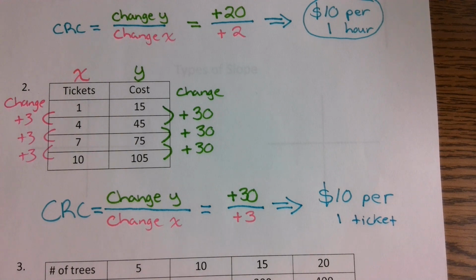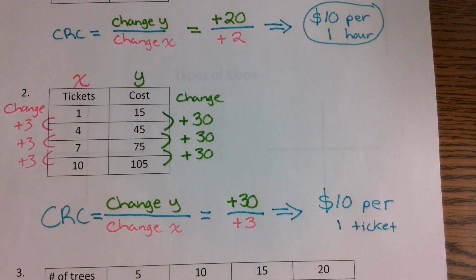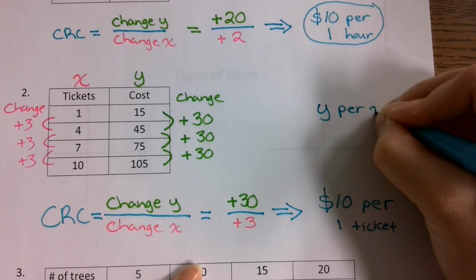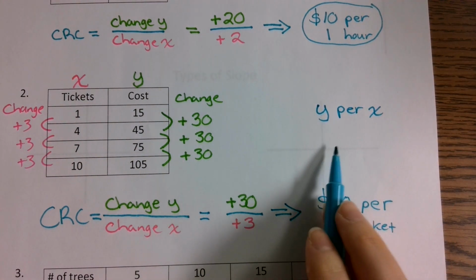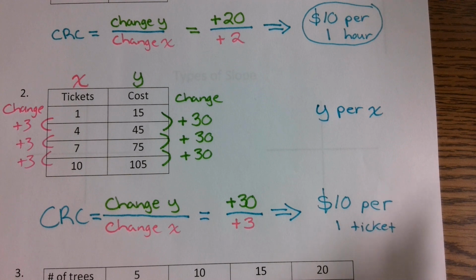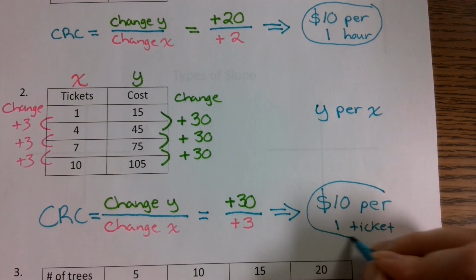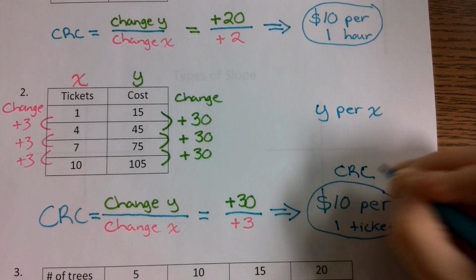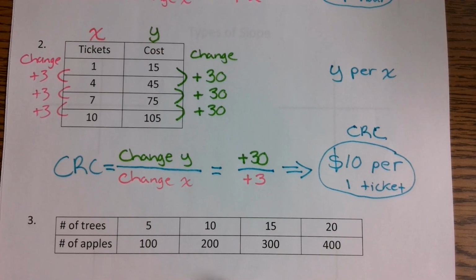So if you need a reminder, it's always a Y per X. You're always going to be writing this as a Y per your X. So it's $10 per one ticket. That's going to be our constant rate of change. What I want you guys to do right now is problem number 3.